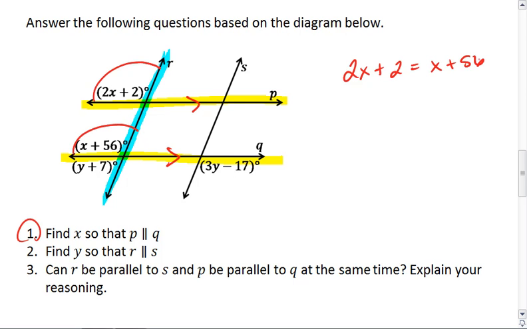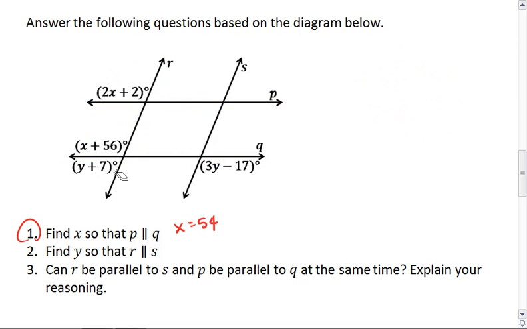We get 2x plus 2 equals x plus 56. Subtract x from both sides, we get x plus 2 equals 56. We can subtract 2 from both sides, x equals 54. Okay.